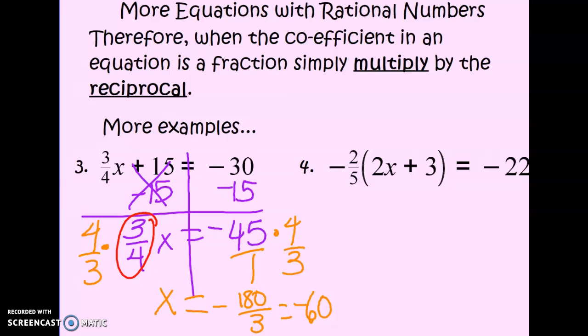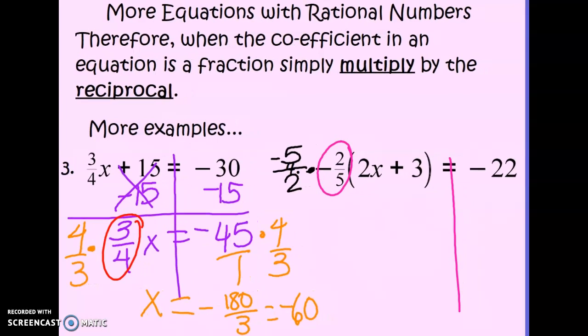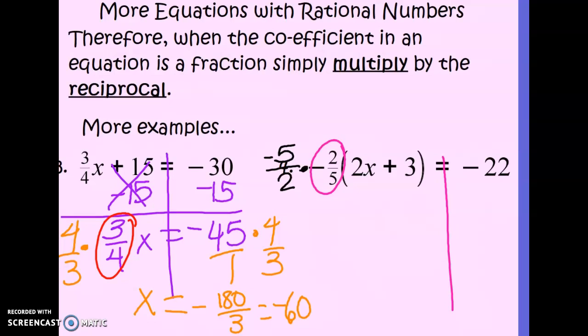Now this one's a little bit different because we do have the distributive property. Okay, so that's the only way it's different. If we look at it, our first step would still be to divide by that negative 2/5. So again, because I'm multiplying by that, if I multiply by the reciprocal, it's the same thing as dividing by that negative 2/5. Okay, so I'm going to multiply by negative 5/2. See if I can give myself some more room over here. Then I'm going to do the same thing to the other side.